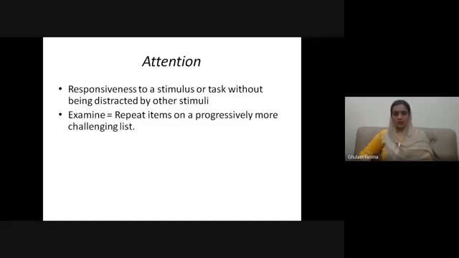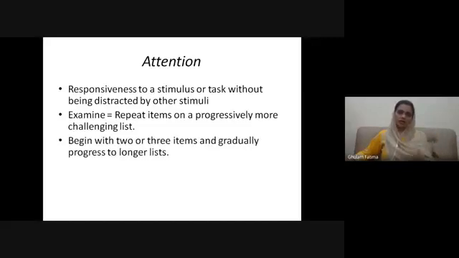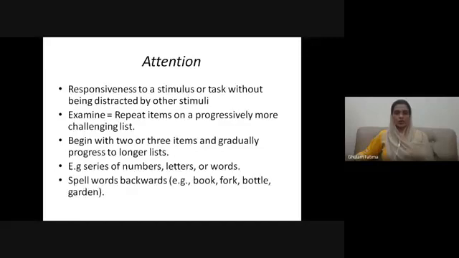To check attention, you ask the patient to repeat simple items, and you give a progressively more challenging list. You can start with simply two or three items. You can ask the patient to repeat a word like cat, and the patient will repeat cat. This is very basic. From there, you can ask the patient to repeat a word like book, and he will say book. So it needs very little attention span.